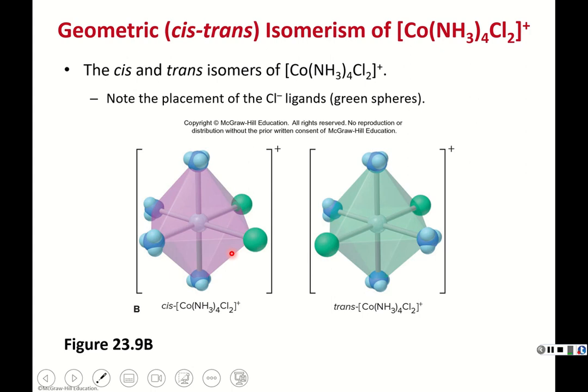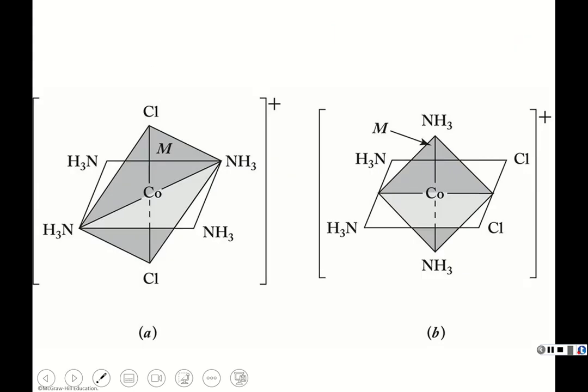You can also have a case where you have cis and trans isomers with higher coordination numbers. So in this case, we have a coordination number of 6, 4 amino groups and only 2 chloro groups. Depending on how we arrange those chloro groups, they can either be right next to each other, which we would refer to as cis, or they can be apart from one another on opposite ends, and that would be referred to as trans. Just another way of showing this. Cis, the chlorines are on the same side, and trans, they are on opposite sides.